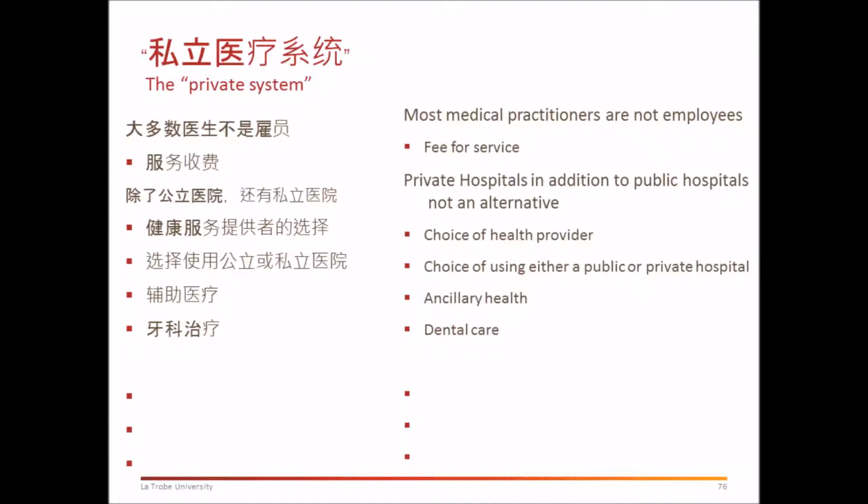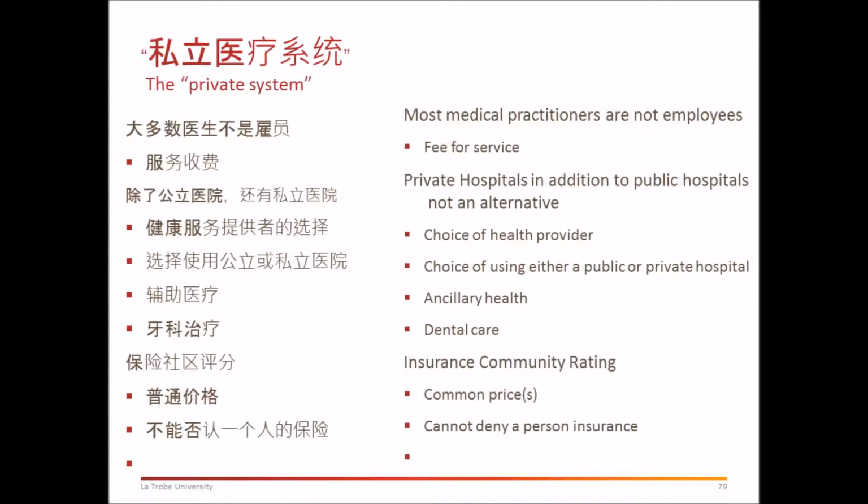Now, a feature of our private health insurance in Australia is a thing called insurance community rating. This means each product that's offered to purchase when you buy health insurance has a common price across the region, regardless of a person's health status. Our private health insurance companies cannot deny a person insurance if they wish to buy it, and they cannot disqualify people for pre-existing conditions. This is a significant difference compared to the United States, which has significant problems with people being disqualified from obtaining health insurance because of pre-existing conditions.